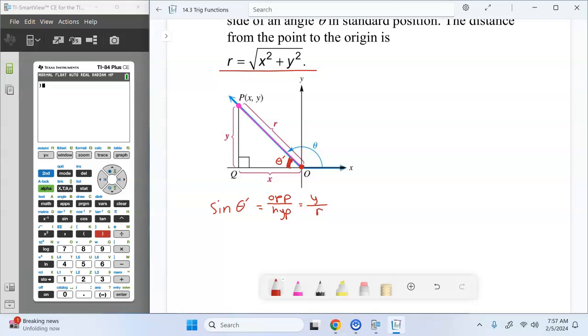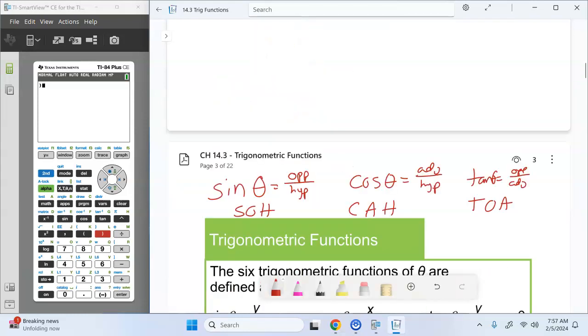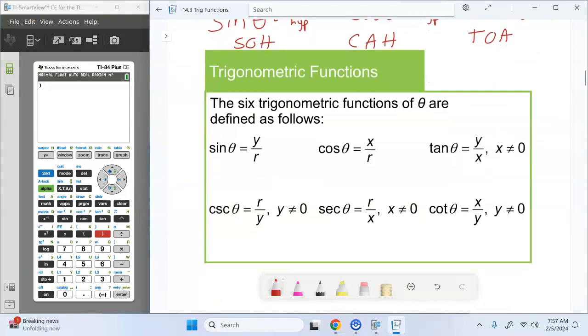What's the adjacent side? X. So when we're looking at cosine of theta, instead of adjacent over hypotenuse, we have x over r. It's the same concept, the same ratio. We just use something else to describe it because it's in a different context. So these are the 6 trigonometric functions.